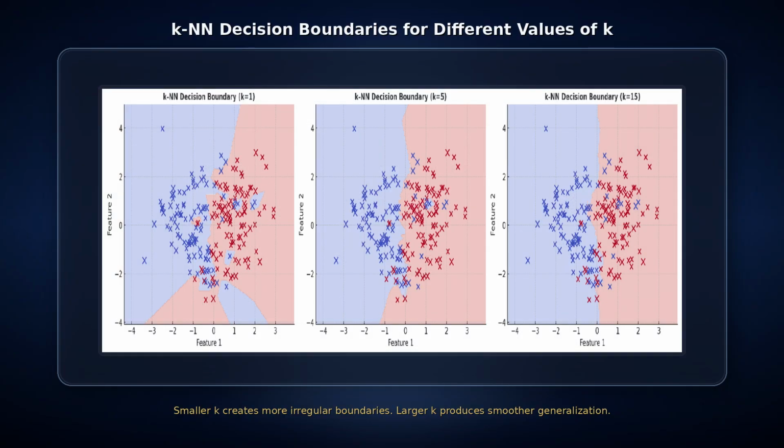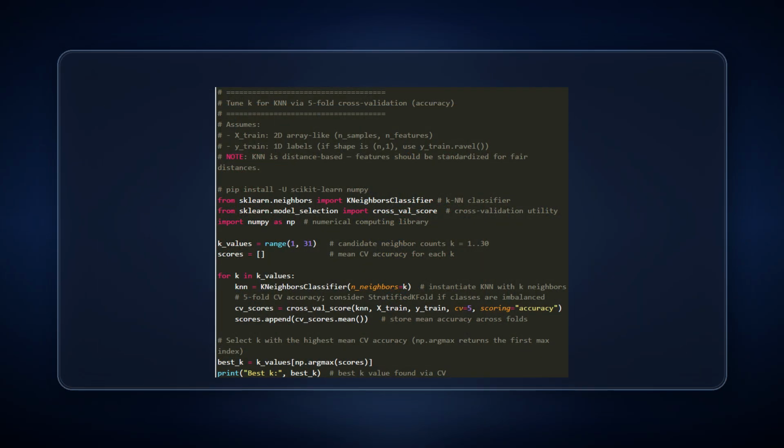The choice of K controls model complexity. A very small K memorizes noise and produces highly irregular decision boundaries. A larger K produces smoother decision boundaries and better generalization. In practice, K is usually selected using cross-validation rather than guessing. The important point is that tuning is not cosmetic. It is what separates a model that learns structure from one that learns noise. Cross-validation gives us a measured way to choose K instead of guessing.